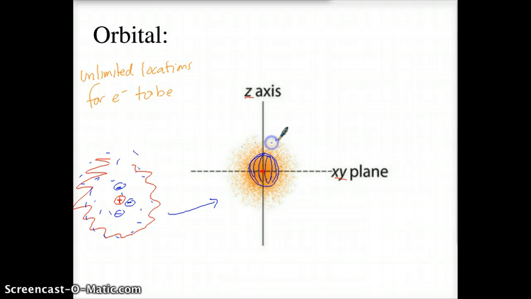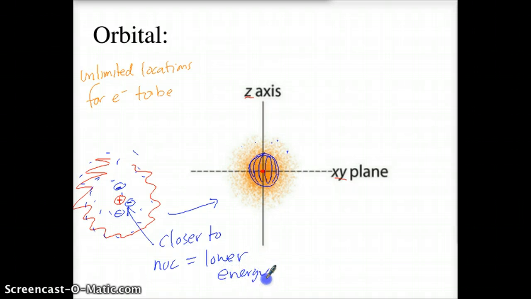It could exist out here, but it's much less likely. Okay? The closer we get, as a little bit of a review, remember, closer to the nucleus equals lower energy. And the reason for that now is clear, because the closer we get, the more stable this interaction is, because those opposite charges are closer to each other. The further you pull this electron away, the more unstable it becomes, because it's further away from that positive charge it wants to be next to.